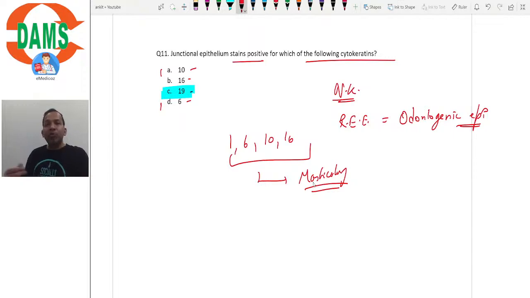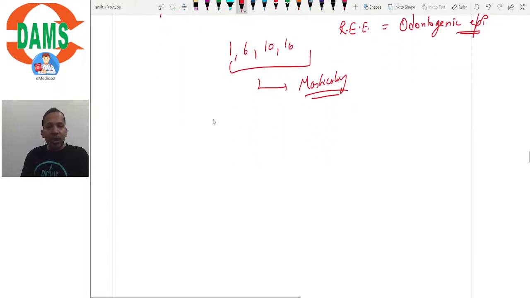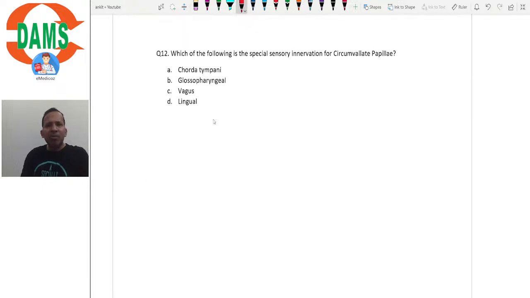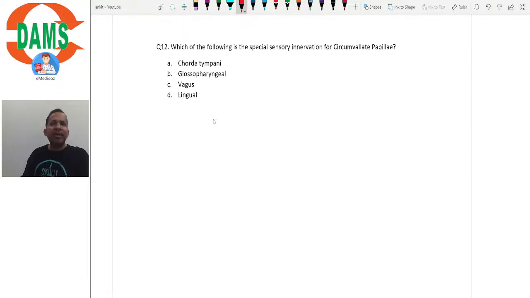Cytokeratin 19 may also be found in dentigerous cyst, because dentigerous cyst is of odontogenic epithelial origin. So any lesion that is of the origin of odontogenic epithelium will stain positive for cytokeratin 19. So whether it is dentigerous cyst, or ameloblastoma, it will stain positive for cytokeratin 19.